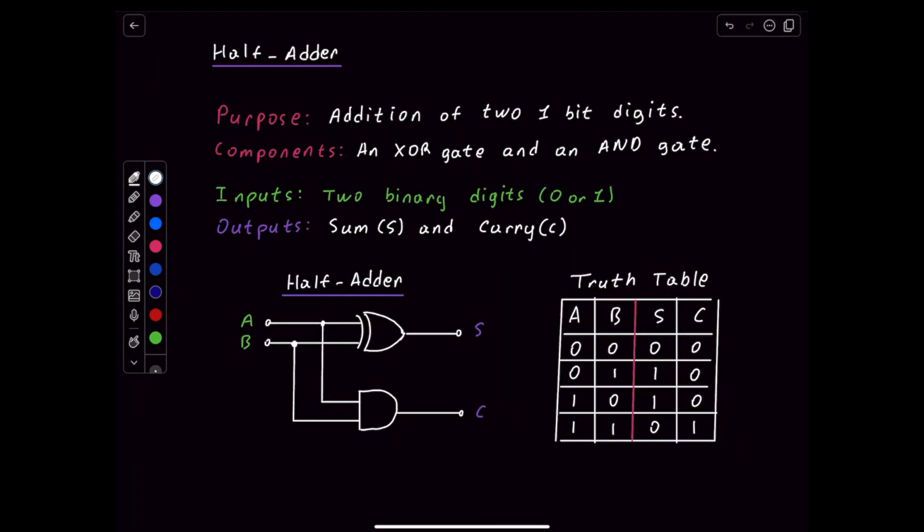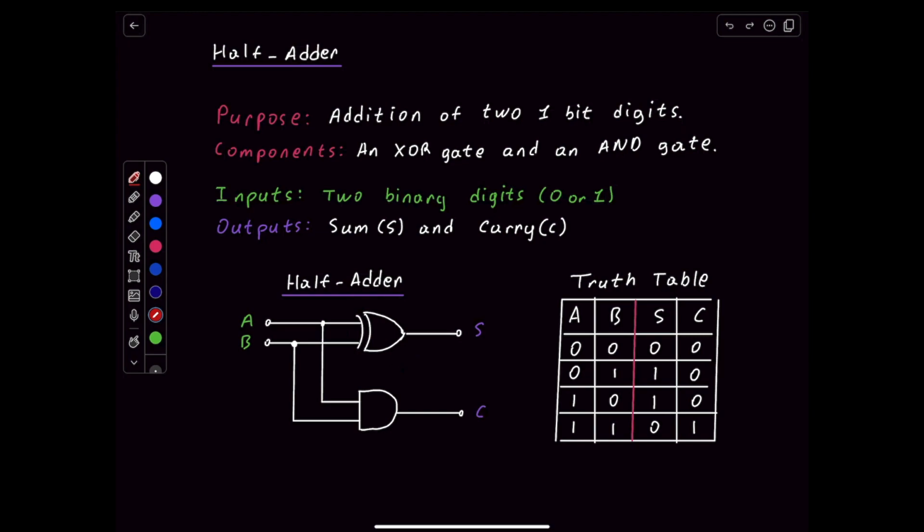All right, let's talk about the half-adder. They're used to perform addition of two 1-bit digits. They're usually composed of an AND gate and an XOR gate. We can see here, the bottom left, the circuit with logic gates. So we have our XOR gate and we have our AND gate.